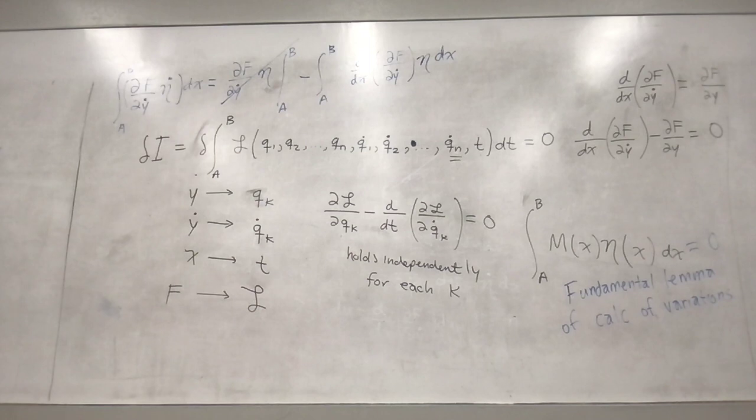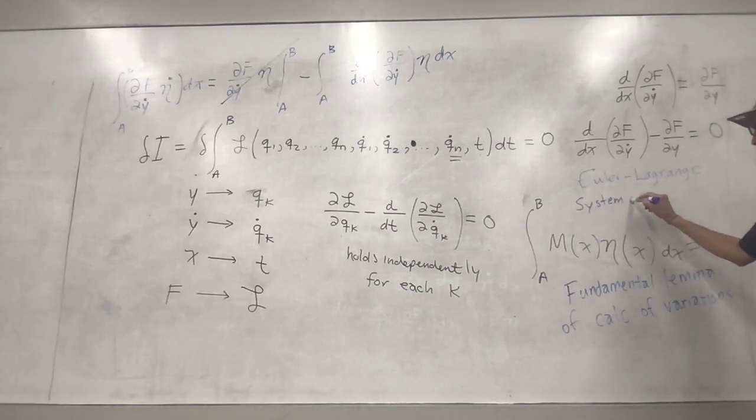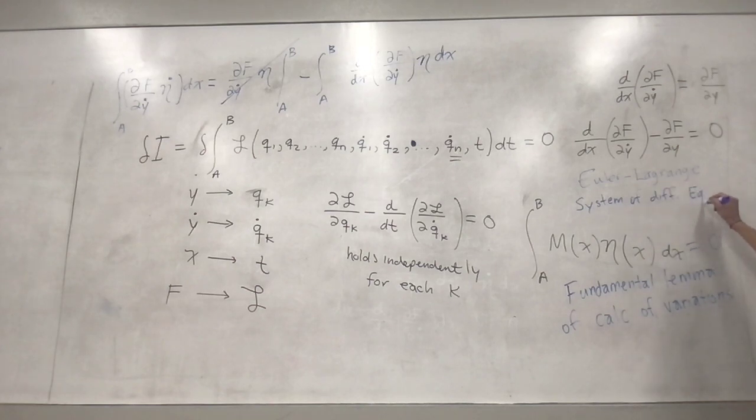So these are called the Euler-Lagrange differential equations. It's actually a system of differential equations. How many differential equations are there going to be? Depending on the number of generalized coordinates. Right. So we have one equation for each generalized coordinate. Okay. So now we're very familiar with this whole variation thing.